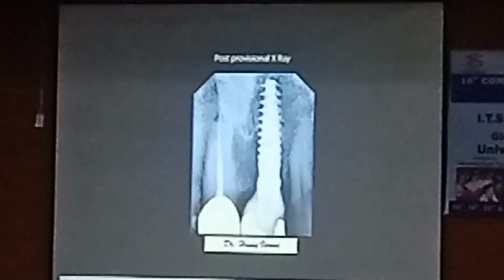Or you will go with the socket shield only. If you do a GBR, your socket shield principle goes off. Right? Socket shield is only in what cases? You don't raise a mucoperiosteal flap. Right? So what I would do is, if I have achieved the primary stability from the apex of the implant and my implant is not coming out through the osteotomy site, I leave it as such. My entire implant is shielded with bone.